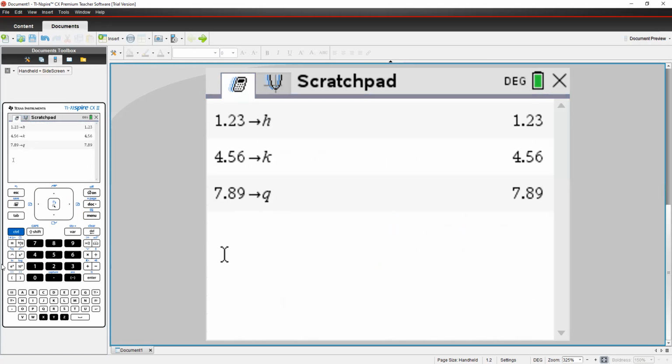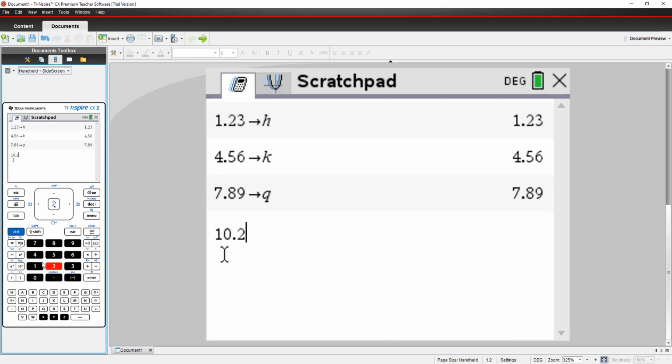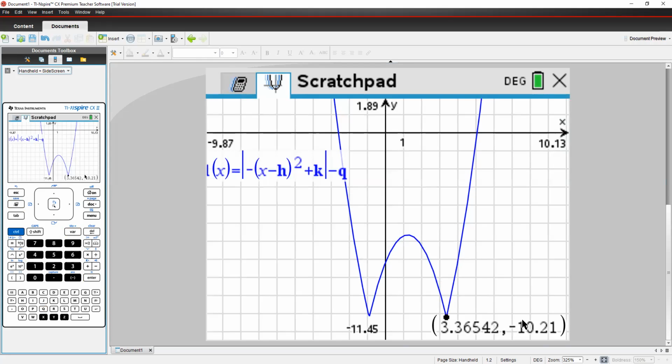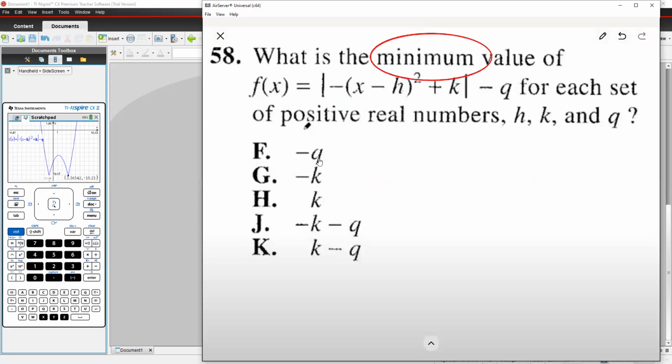Now, I'm going to change it. I'm going to make this 10.21, and I'm going to store that now into Q. And then I'm going to press enter. Now, if I go back to the graph, you can see the minimum value has changed because I changed the Q value. So that's my confirmation that the answer for this question only depends on Q. That's what I changed and the minimum changed. So the answer for this one is obviously negative Q.